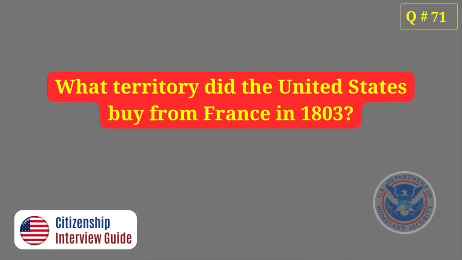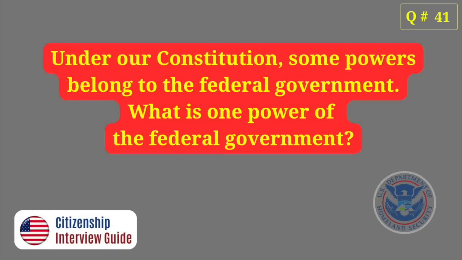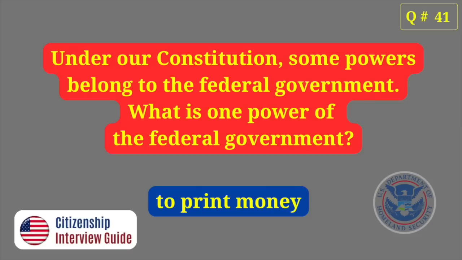What territory did the United States buy from France in 1803? The Louisiana Territory. Under our Constitution, some powers belong to the federal government. What is one power of the federal government? To print money.